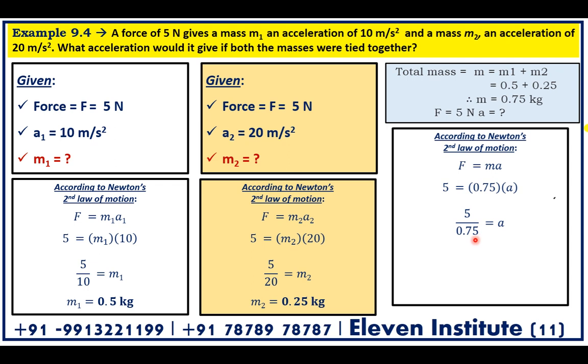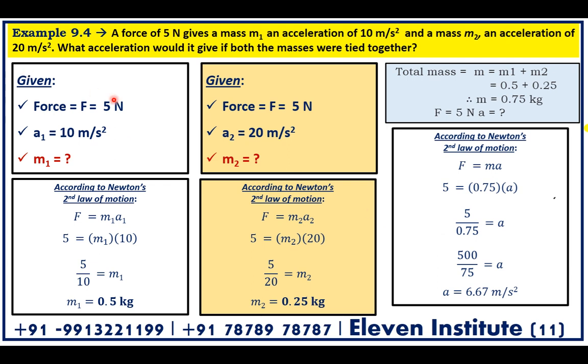Right, here I can see there are 2 digits after the decimal point, so I will multiply the numerator and denominator by 100. So we get 500 upon 75. And when I divide this, I get 6.67. And unit of acceleration is meters per second square. This is very simple question.